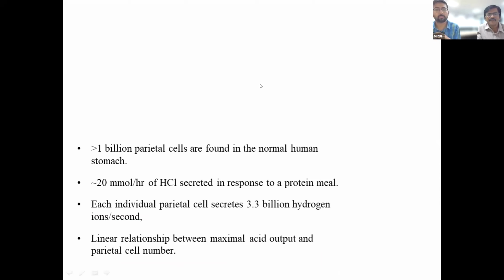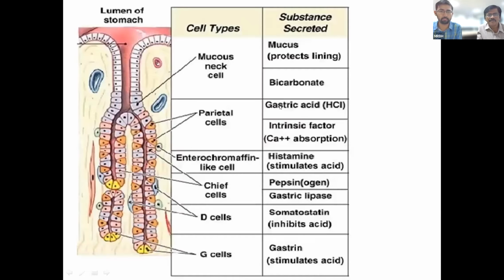Now we come to gastric acid secretion. There are more than 1 billion parietal cells in the normal human stomach, and in response to a protein meal, around 20 millimole per hour of HCl is secreted. Each individual parietal cell secretes around 3.3 billion hydrogen ions per second, and there is a linear relationship between the maximum acid output and the parietal cell number.